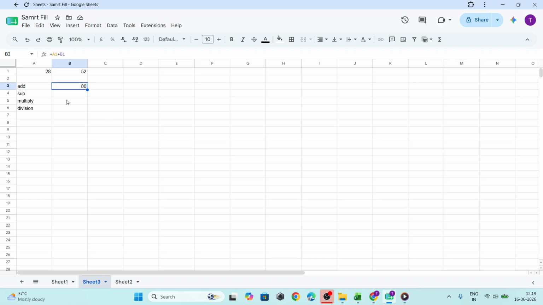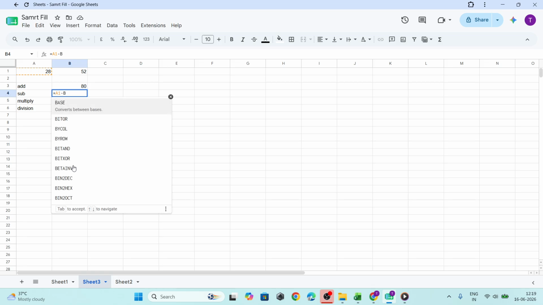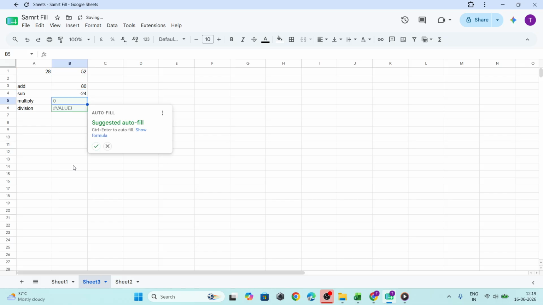Next is subtraction. If you want to subtract one value from another, click on the cell where you want the result and type equals A1 minus B1. Then press enter. Google Sheets will take the value in cell B1 away from the value in cell A1. This is helpful for finding differences, such as how much budget you have left or the gap between two numbers.